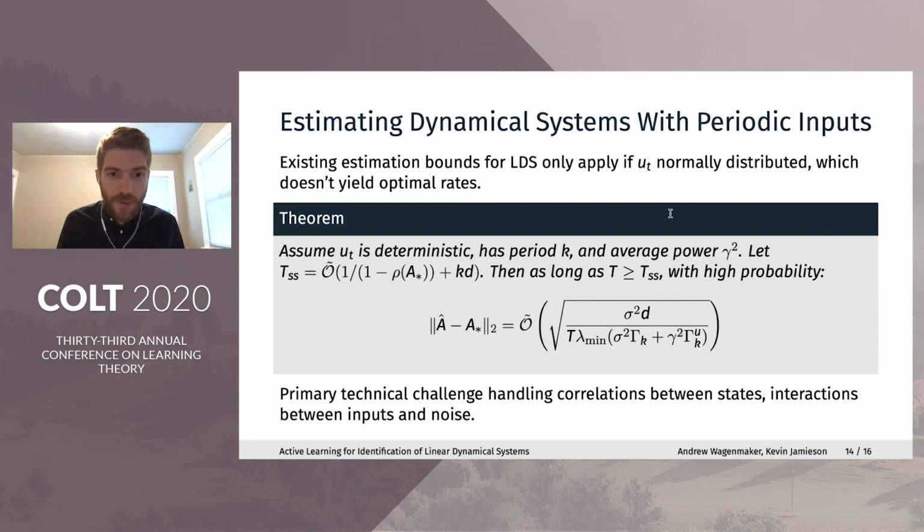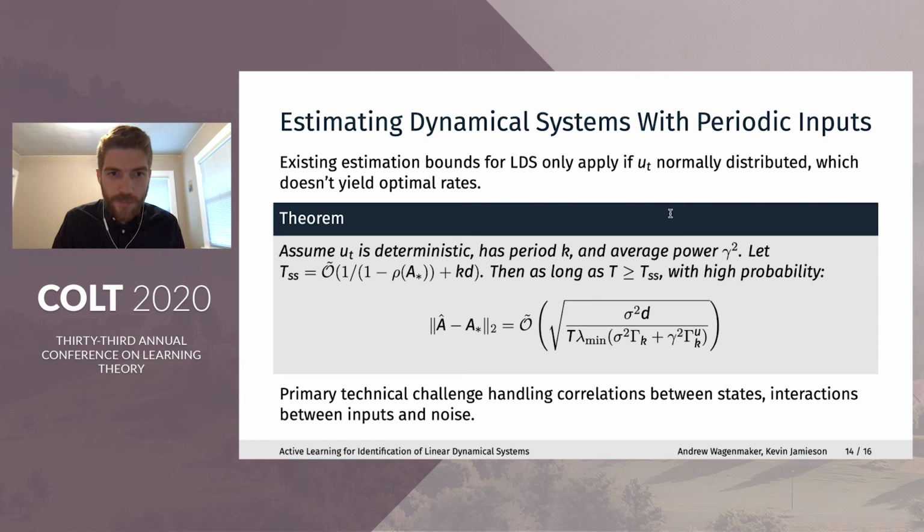In proving this theorem, the primary technical challenge was handling correlations between states, since our states are generated from a random process that has these correlations, and handling the interactions between inputs and noise. I'm not going to go into the proof here. You can look at the paper for that, but that's the gist of what we had to deal with.